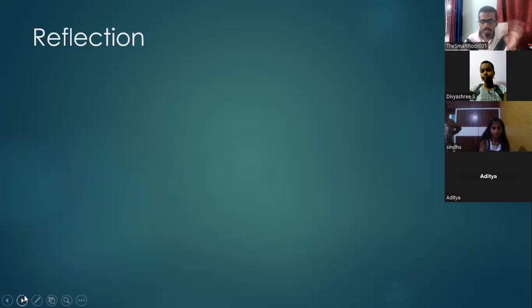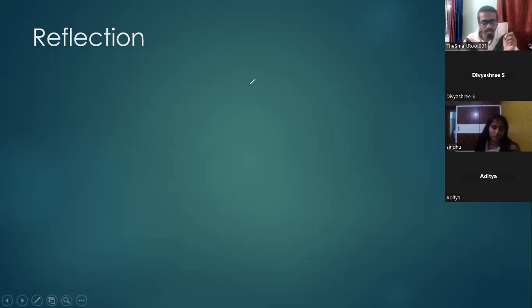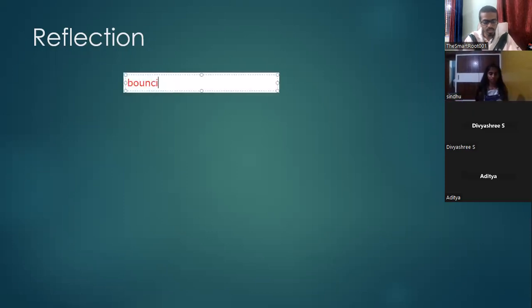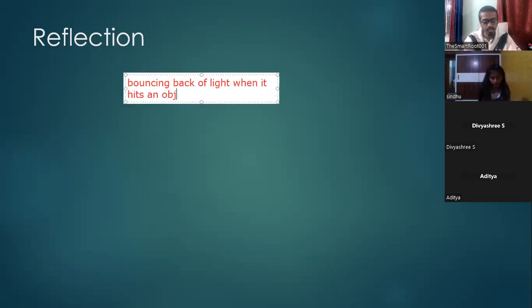So basically, you know what light is. Light is a form of energy which creates a sensation of sight. You people can see using light. You all know how light works. It hits some object, bounces back from there, goes into your eyes, and then you can see what is happening. This phenomenon is called reflection. What is reflection? Bouncing back of light when it hits an object.